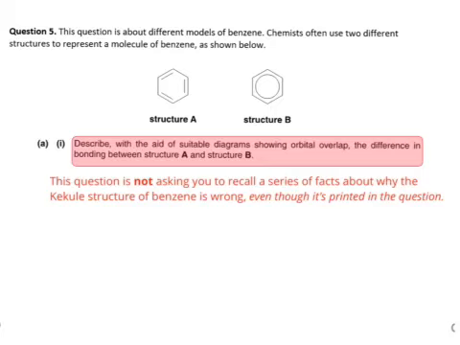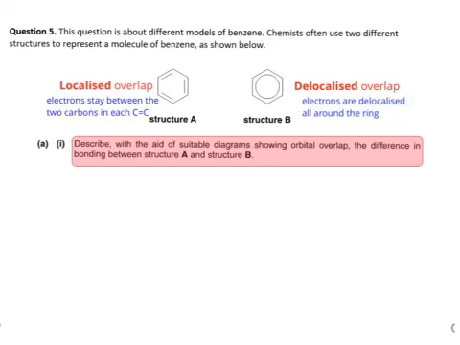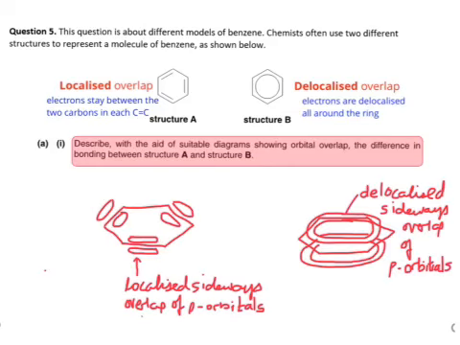So orbital overlap can be shown in one or more different ways. So you've got localized overlap in one structure and delocalized overlap in the other. So what those two things mean is that the electrons stay between the two carbons in each carbon-carbon double bond. But in the structure B, the electrons are delocalized all around the ring. So something like that would do the job.